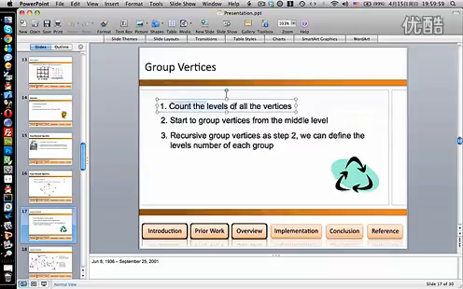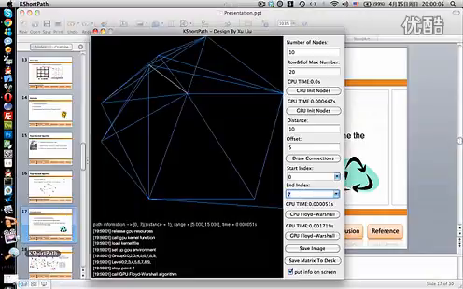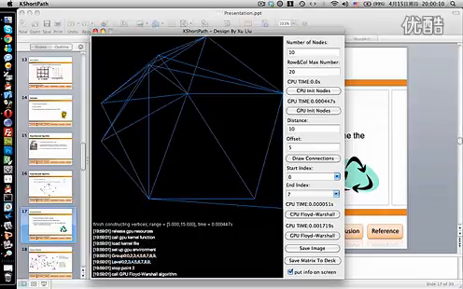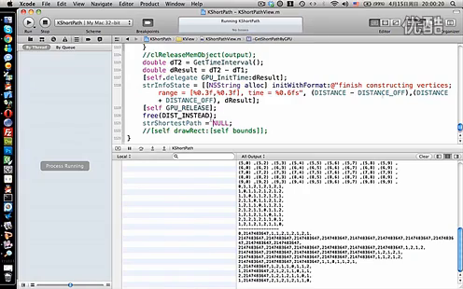First, I count the levels of all the vertices. So here we can see in my project, I counted the level. There is just one level in this graph. This one I calculate by this function.